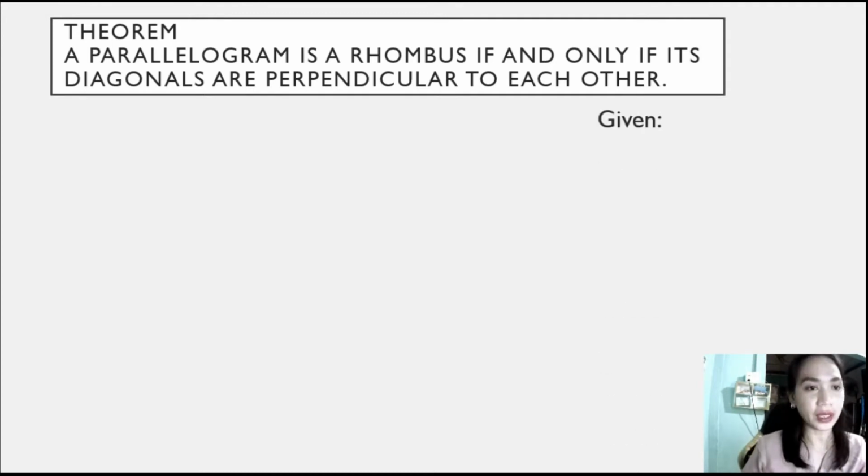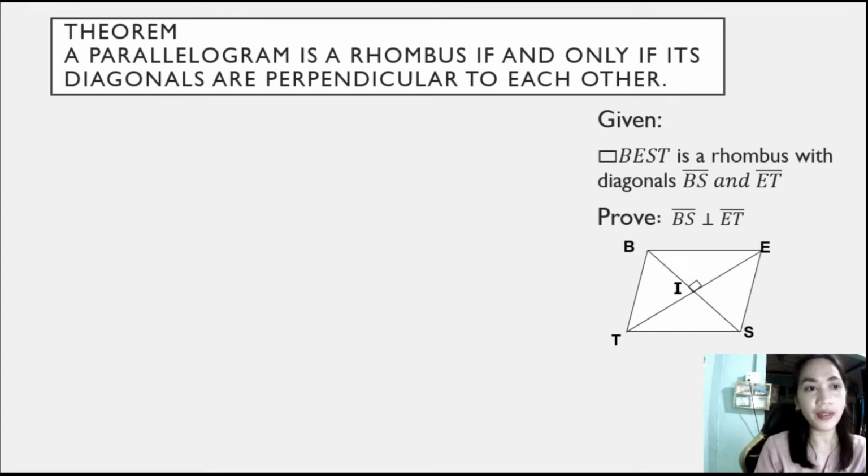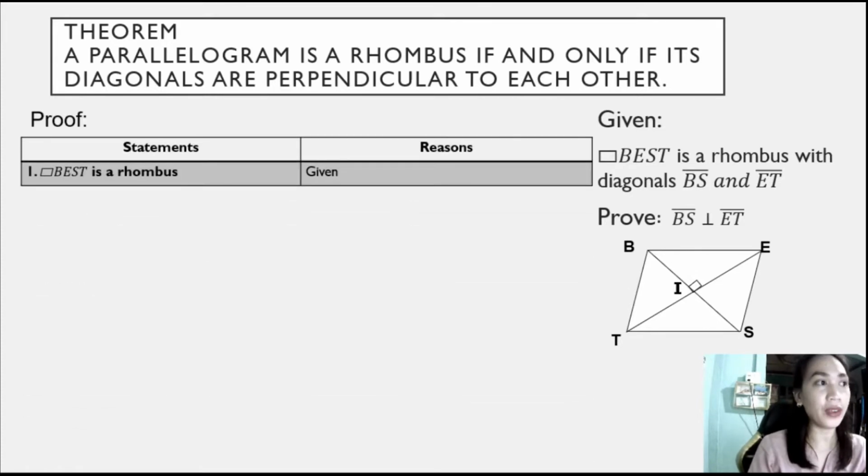So, we have here the given. Given, you have BEST is a rhombus with diagonals BS and ET. So, we're going to prove that BS is perpendicular to ET. So, you have here the figure BEST and the intersection of the two diagonals is I. Okay? So we have here the proof, we have the statement and the reason.